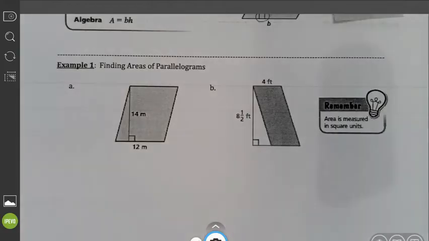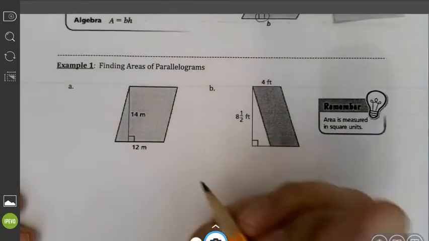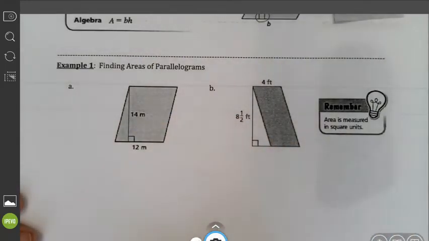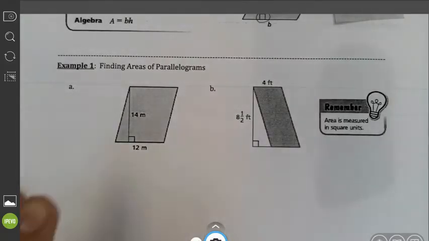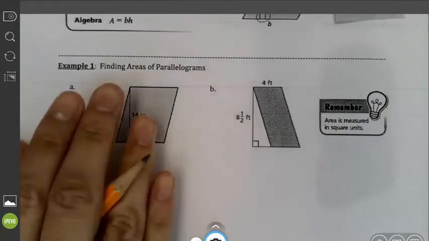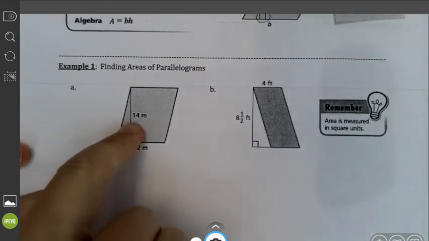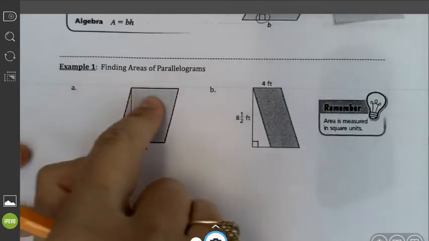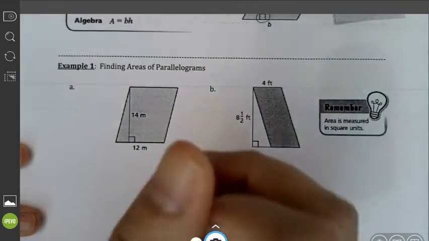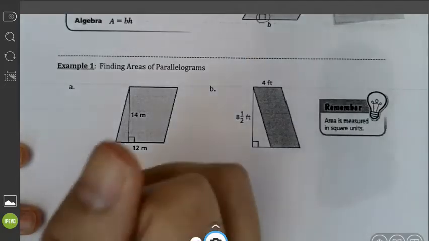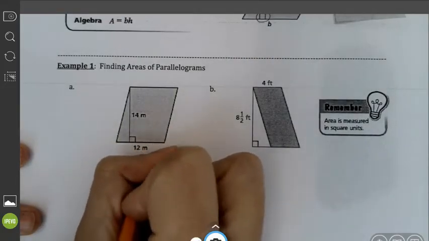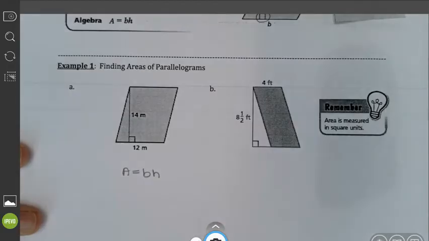Now, I'm very particular about how I want you to show your work for this. Three steps must be shown. The first step is the formula that you're using for that shape. So first you have to identify what shape am I looking at. In this case, this is a parallelogram. It sort of looks like a rectangle, but it's slanted on a side. And you can see that the opposite sides are going at the same direction, the same angle. So I will use my area formula for a parallelogram, which is base times height.